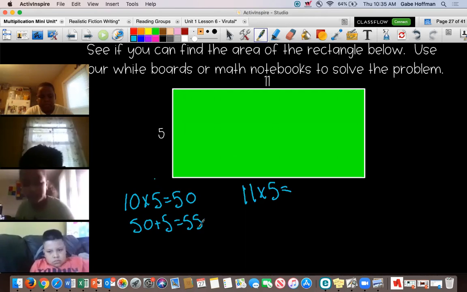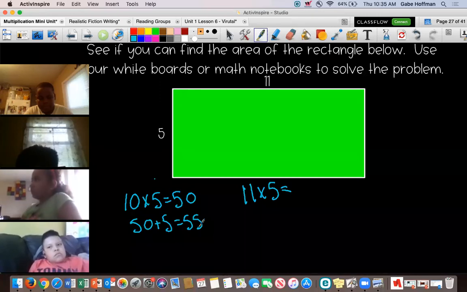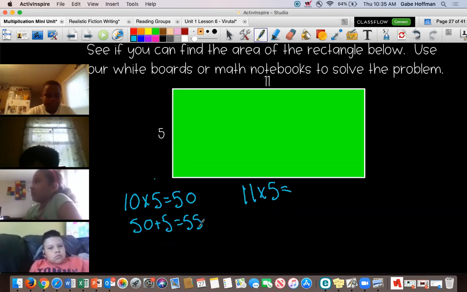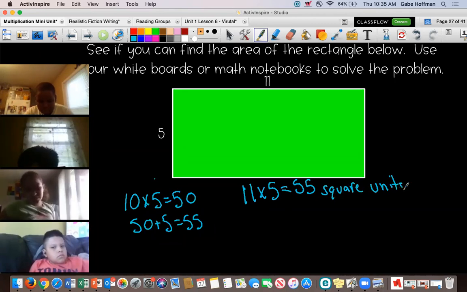Hey, that's an excellent strategy. So we call that using known facts. So Asil knew 10 times 5 was 50. So she did 10 times 5 and then added another one. So we would say the answer to that is 55 square units. We don't know the units, so we just say square units. Does somebody else who did it differently want to talk us through a different way?